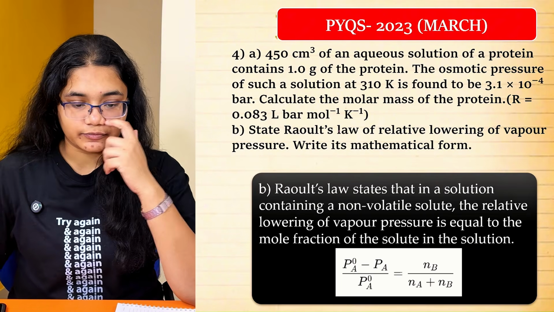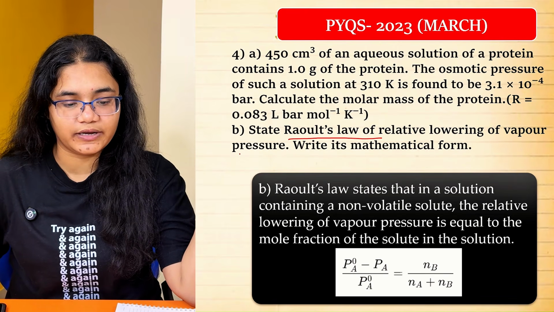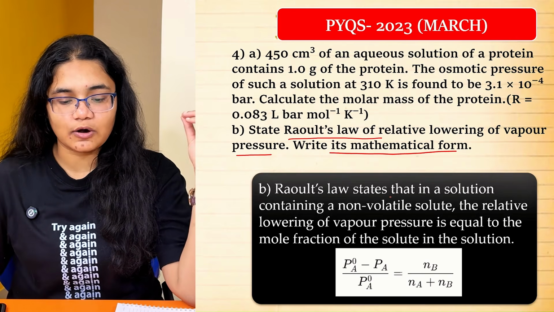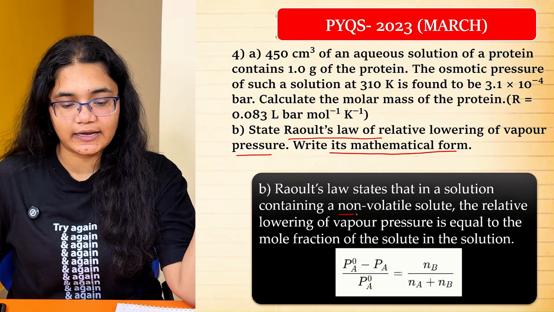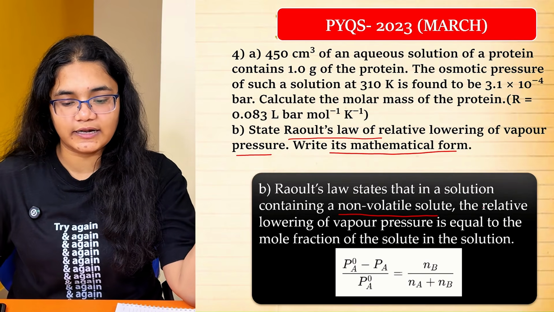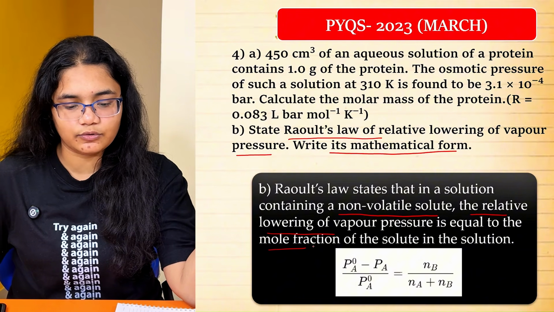Now moving to the next question: state Raoult's law of relative lowering of vapor pressure and write its mathematical form. So what does Raoult's law say? That if you have a solution containing a non-volatile solute, then the relative lowering of vapor pressure is equal to the mole fraction.